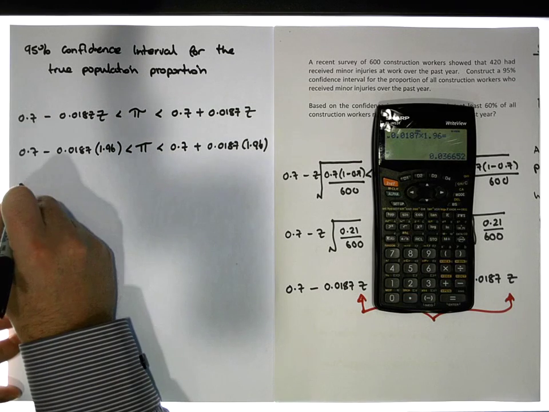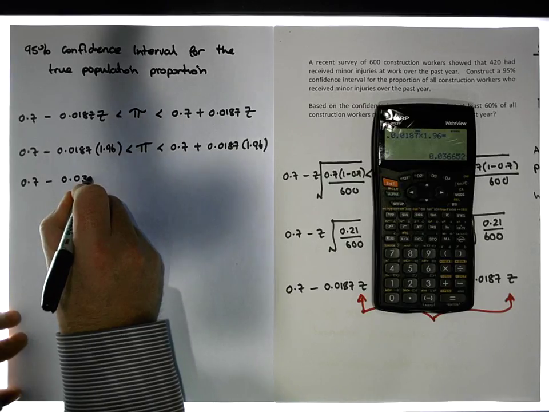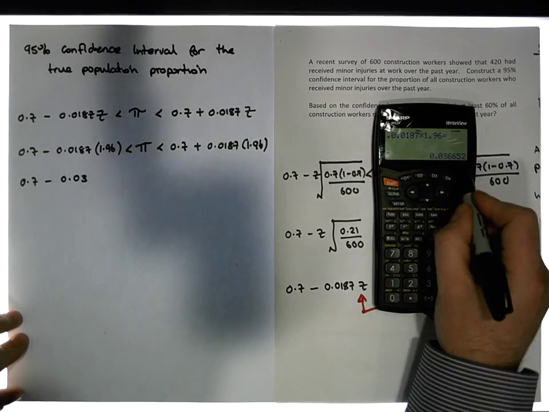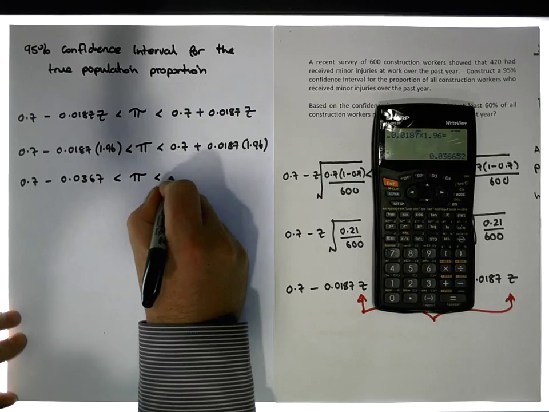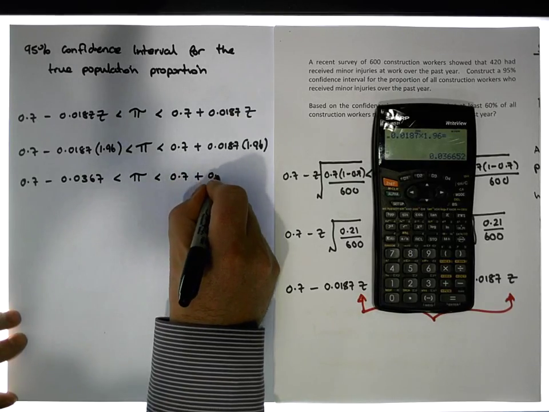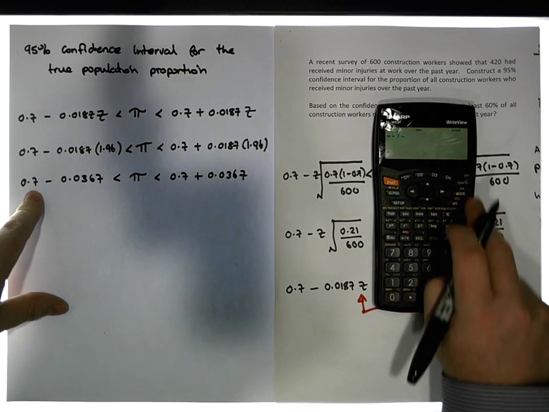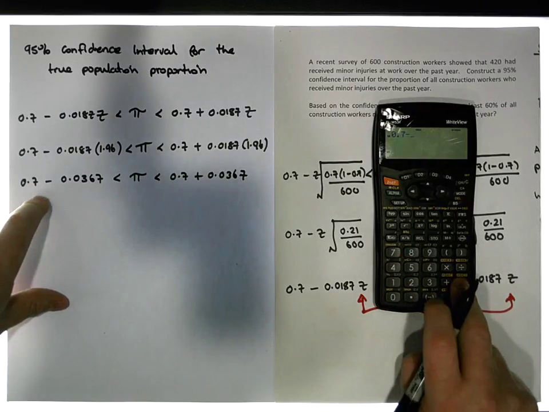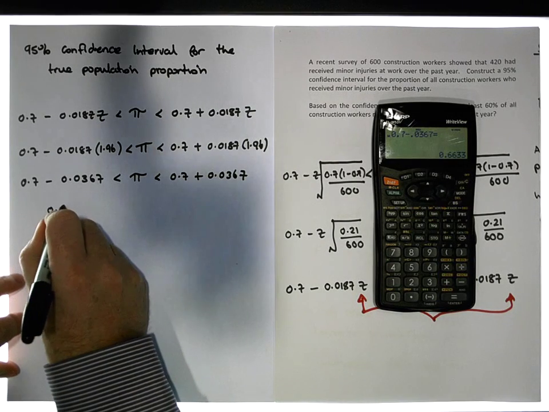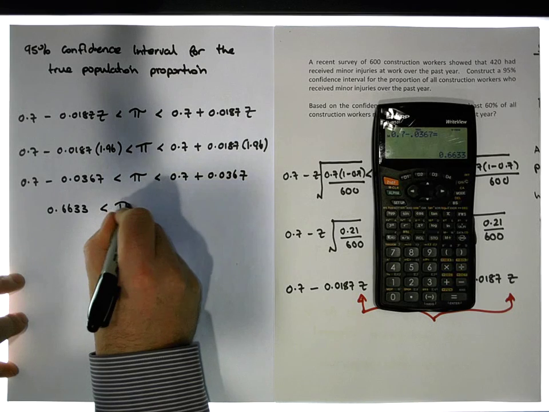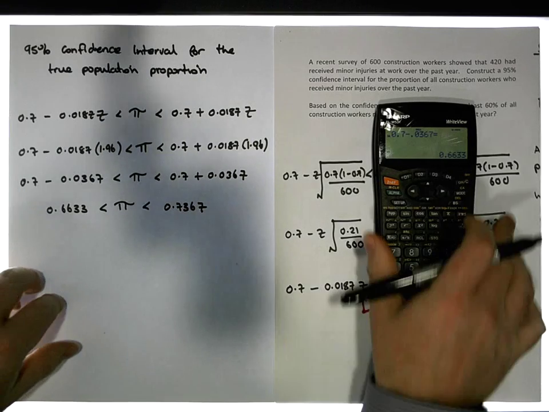0.03665. So this becomes 0.7 minus 0.03665, or to 4 decimal places, 0.0367, must be less than pi, must be less than 0.7 plus that value, 0.0367, which gives us a value of, well, we have 0.7 minus 0.0367, which gives us 0.6633, must be less than pi, must be less than, when we add this on, 0.7367.